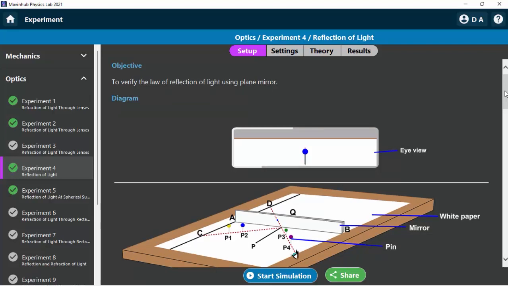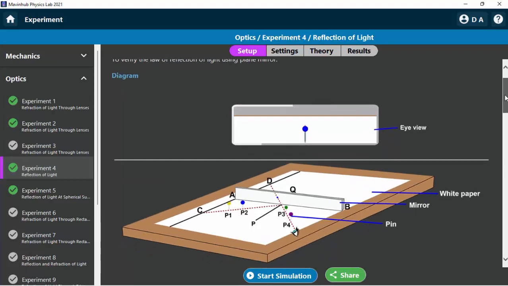In this second video, under the optics experiment, I'm going to simulate the experiment using the Mavinhub Physics Lab. Mavinhub Physics Lab is a great application that simulates physics experiments that fall into the optics section, mechanics section, heat, and so on. So I highly recommend you download it so that you'll be able to demonstrate this experiment after watching this video. And if you want to know how to download this software, check the description for details.